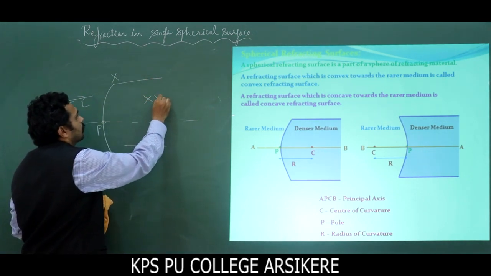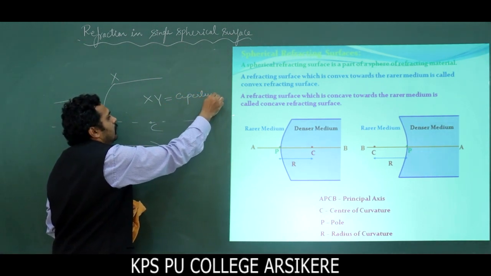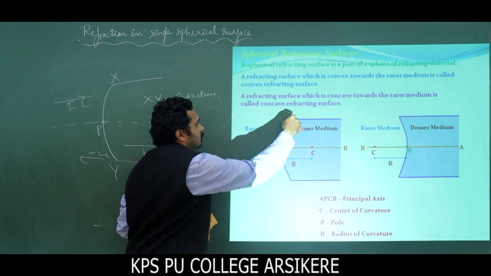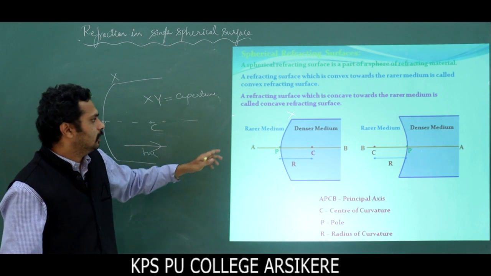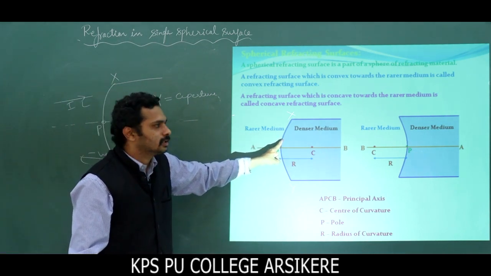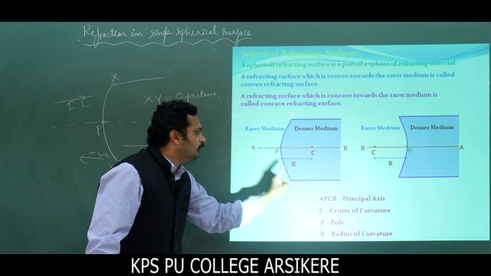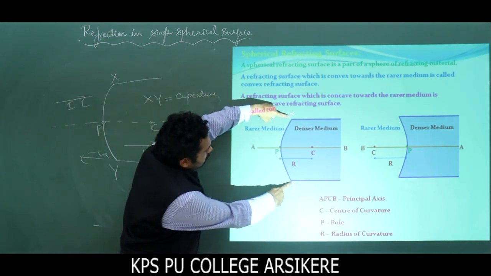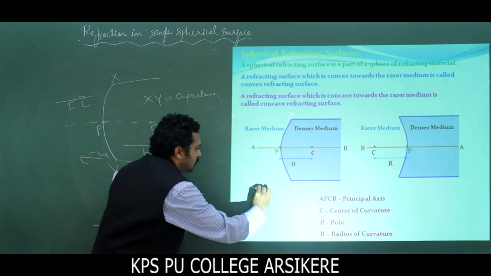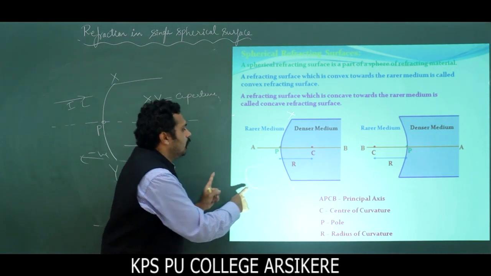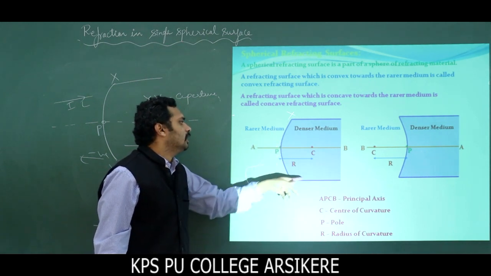Now I am using another term, XY. XY is called aperture. The very important term. Aperture means the surface available for refraction, or the area available for refraction. If aperture is small, if surface is small, then we can use small angle approximation. If surface is small, angles are very small.